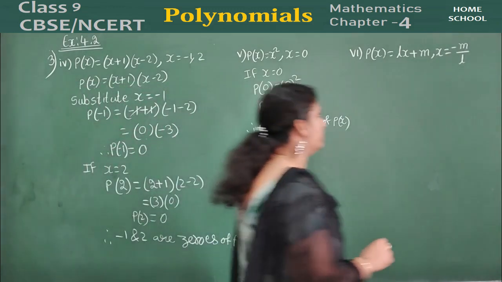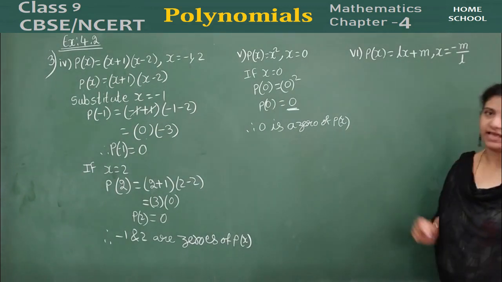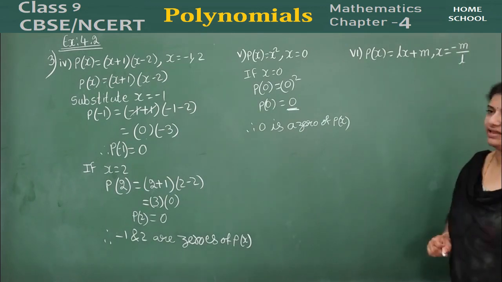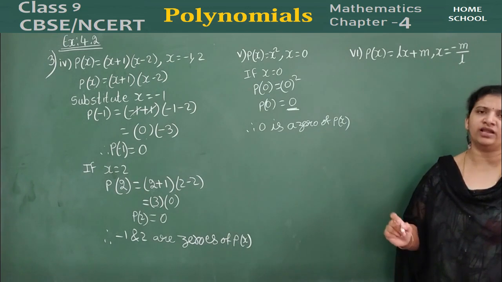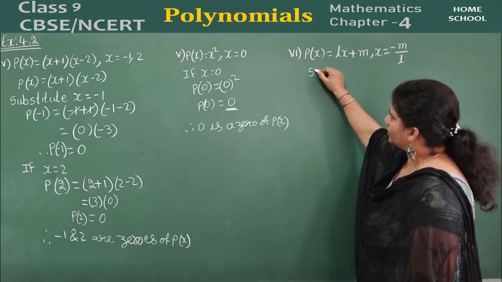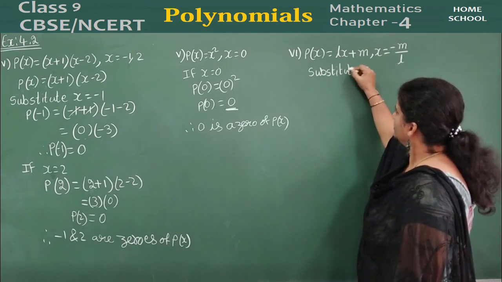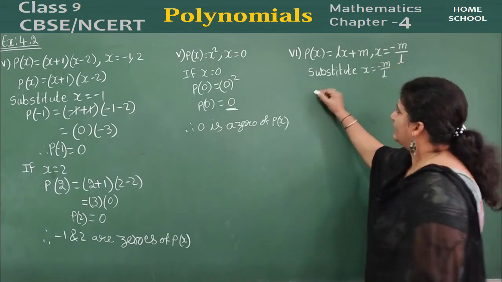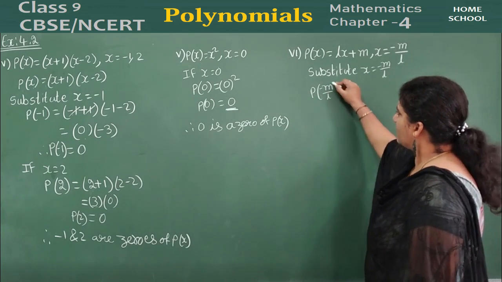Similarly, sixth problem. P of x is equal to Lx plus m. x is equal to minus m by L. Check whether minus m by L is a zero of the polynomial or not. Substitute x is equal to minus m by L. That is P of minus m by L.